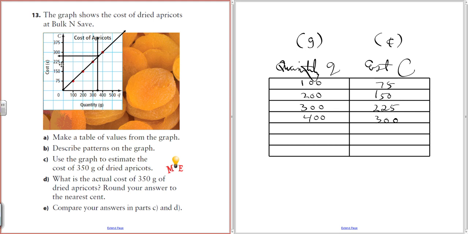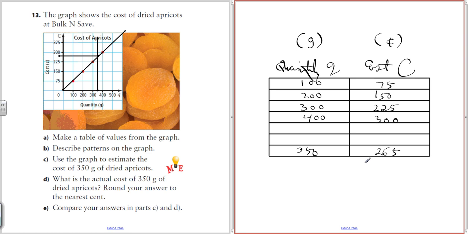So if I go over here, again, it's between 225 and 300. So yeah, it's roughly 265. So I'll put that down here. So 350 grams is roughly, I don't know, 265 cents or $2.65.